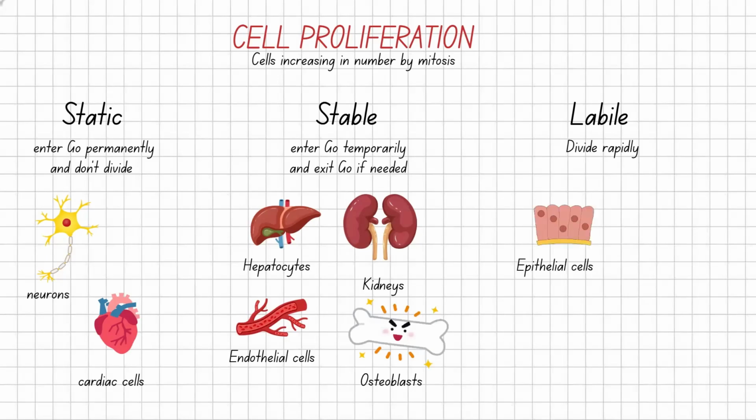There are labile cells that divide rapidly. For example, epithelial cells of the skin and GI tract, the RBCs, red blood cells, and the white blood cells, or WBCs.